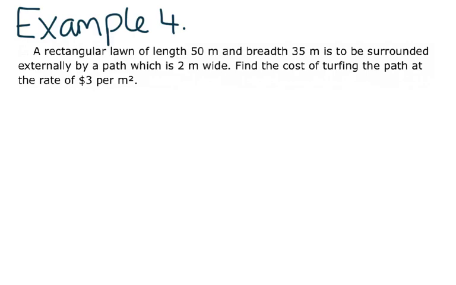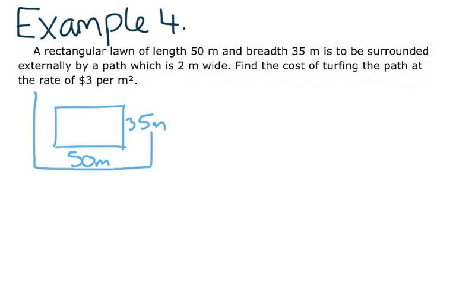So we've got a rectangular lawn, which is 50 metres long. It really doesn't look like a 0. Let's try that again. 50 metres long and 35 metres wide. It then says it's surrounded by a path which is 2 metres wide. So it means that around the whole edge of this lawn, we've got a path that is 2 metres wide. I'm just going to write it in here. So it's 2 metres wide the whole way around.